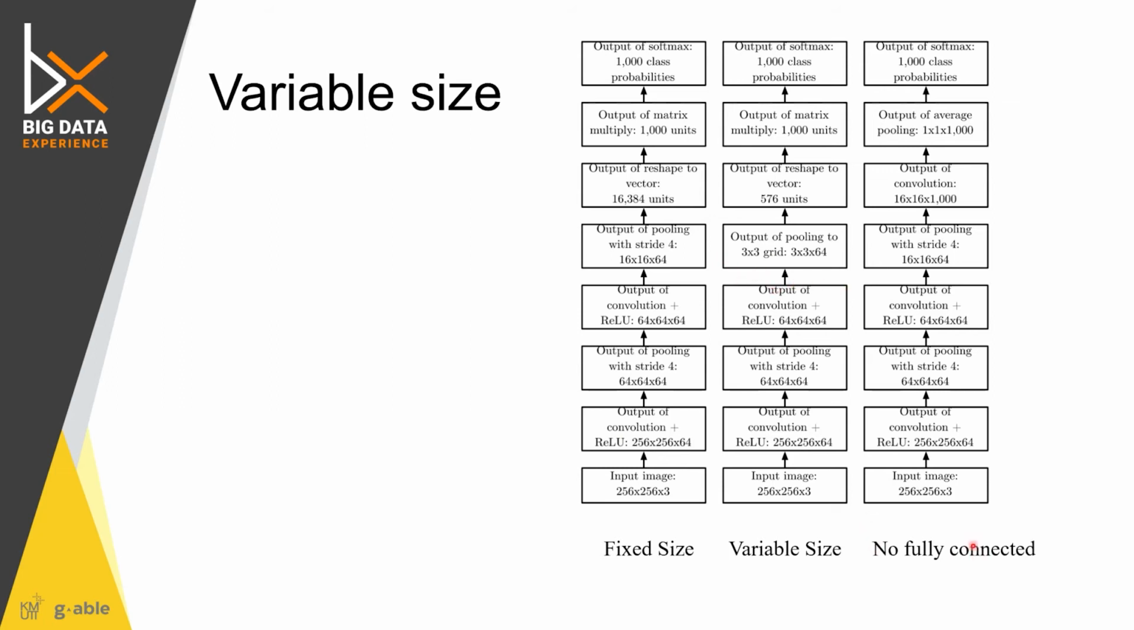For no fully connected, now you can see that these are only convolution and pooling until the end, right? In order to do this, you need a really deep network to take into account this classification relationship as well.